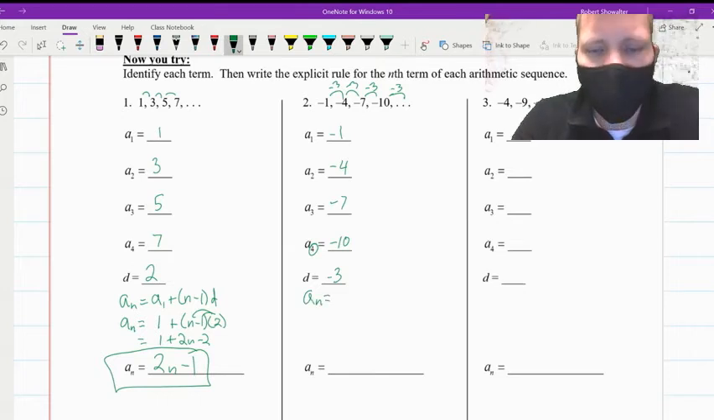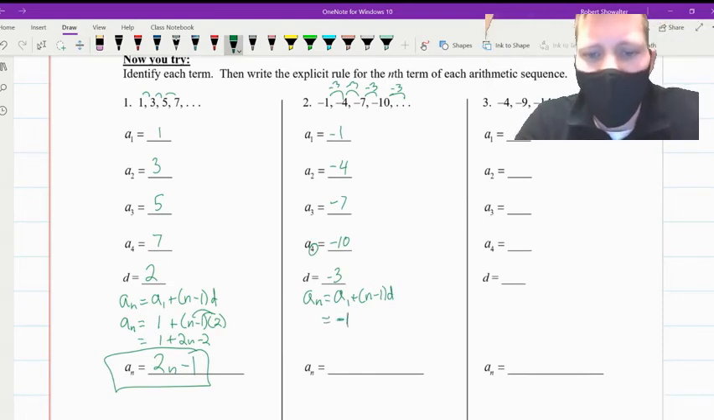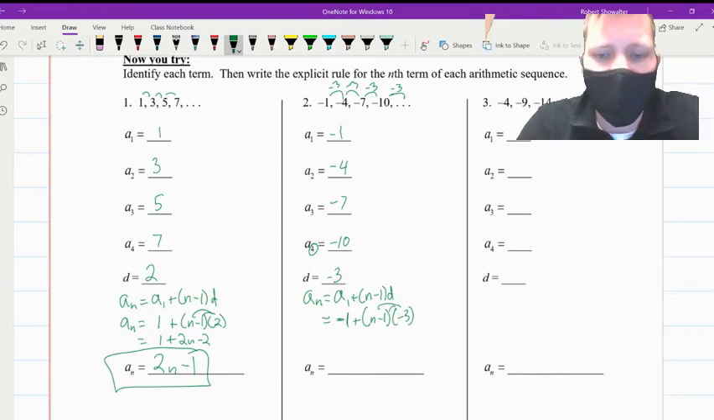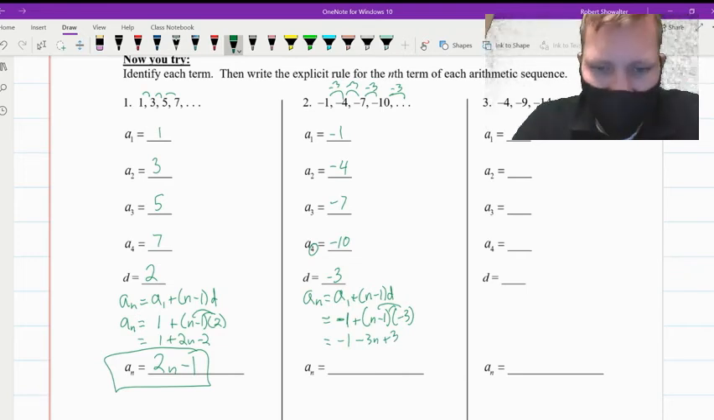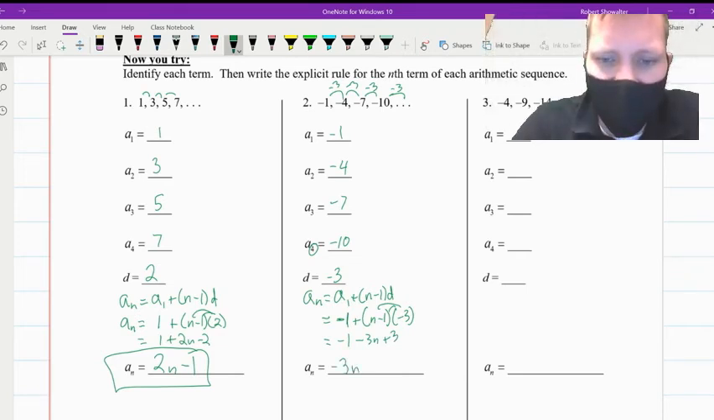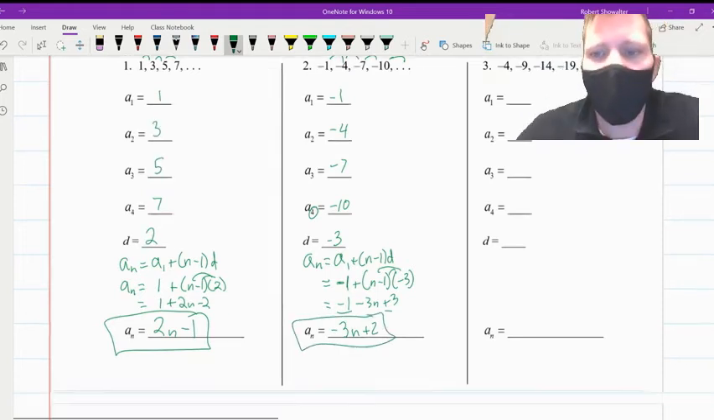So A sub n, writing our rule that we're going to use, our formula that we're going to use to generate our explicit rule, we need our A sub 1, which is negative 1, plus n minus 1. We keep that in there, and d being our common difference of negative 3. Distribute and simplify. Negative 1 minus 3n plus 3, because we distributed, and simplify one more time. So we get negative 3n plus 2 when we do the negative 1 plus the 3. And there we go, friends.